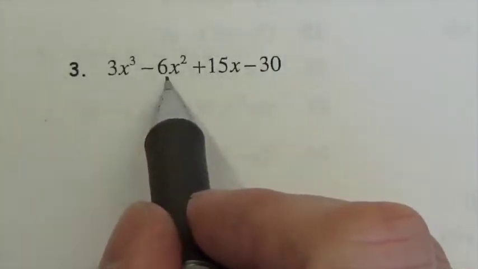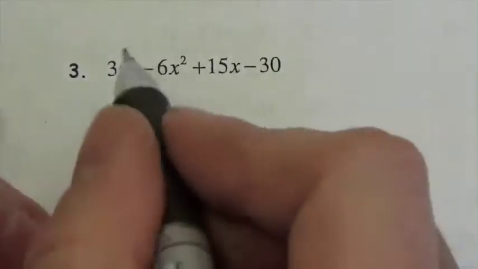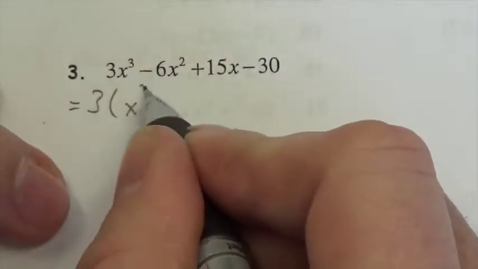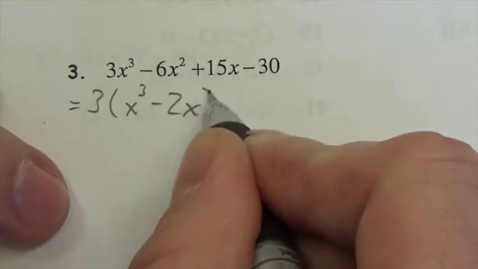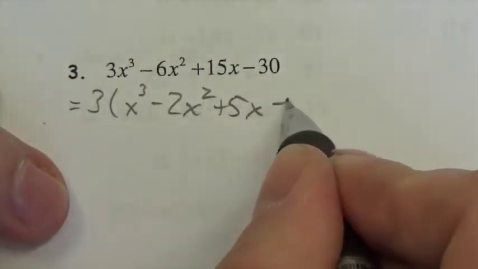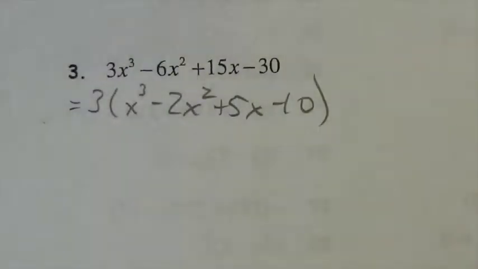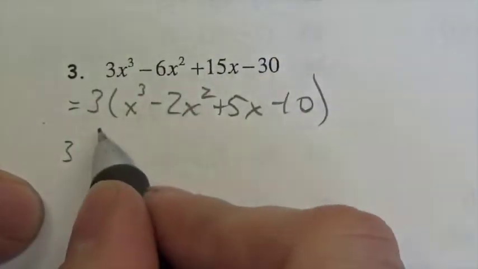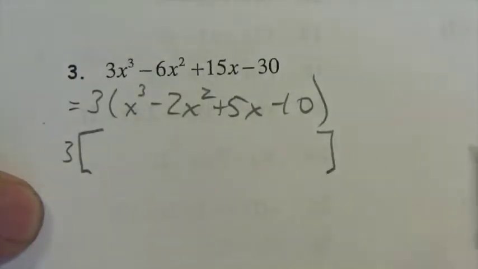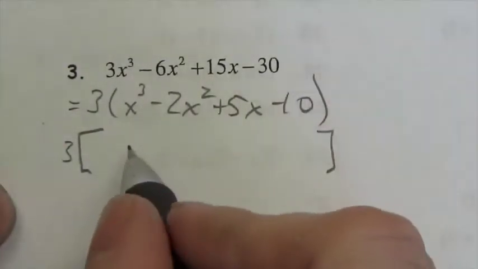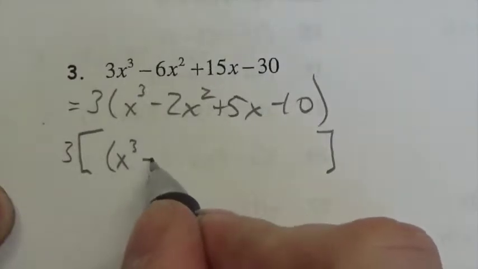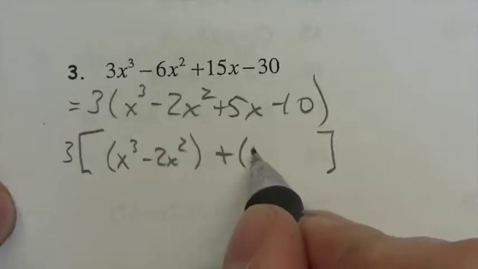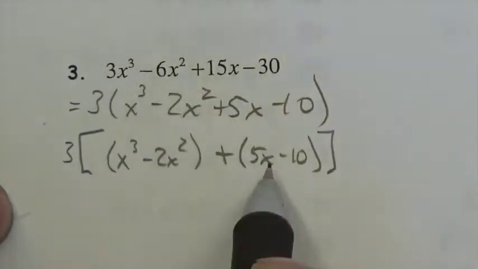3x cubed minus 6x squared plus 15x minus 30. Well, okay, first of all, there is a common factor of 3 to every term there, which will leave me with x cubed minus 2x squared plus 5x minus 10. Now I look at what's inside there. So 3, and I'm going to put square brackets around everything just so that I can see that there's two layers here. There will be x cubed minus 2x squared plus, okay, because I'm going to put a big old plus sign in between, 5x minus 10.